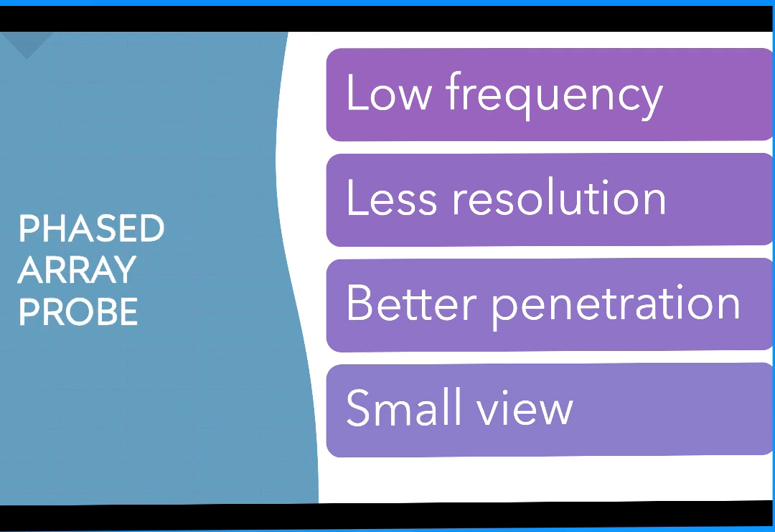Lastly, the phased array probe. Just like the curvilinear, it also has low frequency, which means it can give you a lot of depth and better penetrability, but it also sacrifices resolution. An advantage of this over the curvilinear is it has a smaller footprint. So if you're trying to get in between ribs, or you're not really worried about a lot of real estate, this is a good one to use.